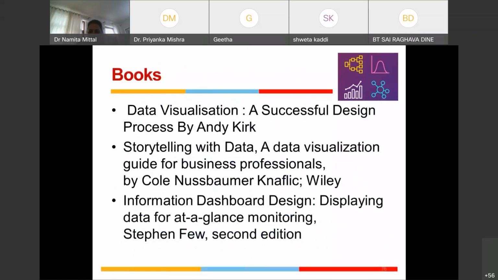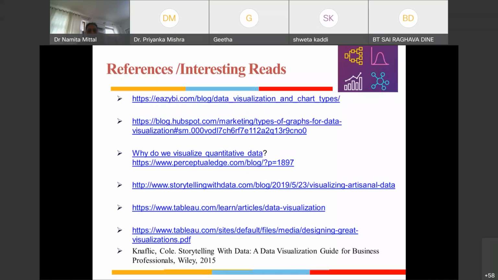मैंने सब लिखा, हाँ, these are the books. In the MTech Data Science, this is a full course. It takes around 40 lectures to complete. Data visualization, a successful design process by Andy. Storytelling with data, data visualization guide for business professionals. कोले की बुक है और ये सॉफ्ट कॉपी है इसकी अवेलेबल. Information dashboard design, displaying data for at a glance monitoring. जिसमें मैंने इनका कोट भी लिखा है इस बुक में से उठा के शुरू में, if you remember it. These are the books and these are the links I have read. This is interesting.